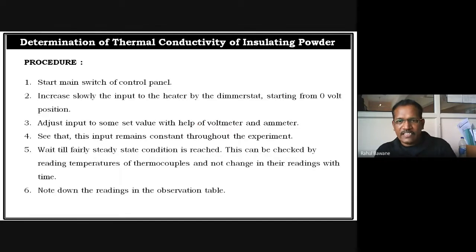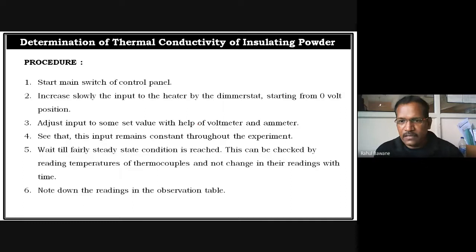So we can adjust our input voltage by varying a dimmerstat position. Then after that, don't note down readings; just wait for 30 minutes so that at least heat is transferred from the inner sphere to the outer sphere. Definitely in 30 minutes it is not going to reach a steady state condition, but your first reading should be after 30 minutes when you set a particular voltage.